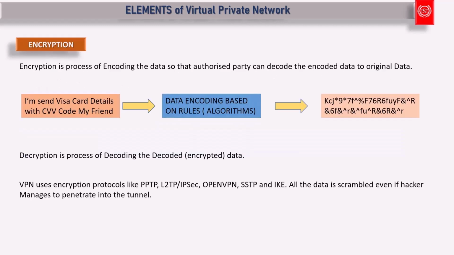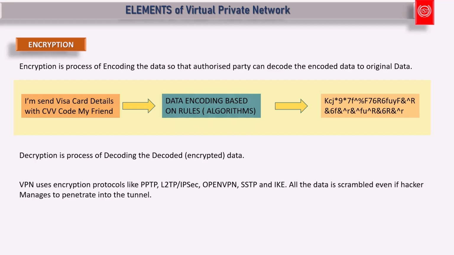So what is encryption? Encryption is a process of encoding the data so that only the authorized party or authorized person can decode the encoded, that is encrypted data, to the original data. As you can see here, I am sending my Visa card details to my friend. I am also sending the CVV number.